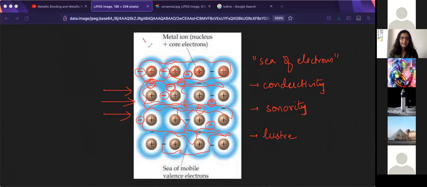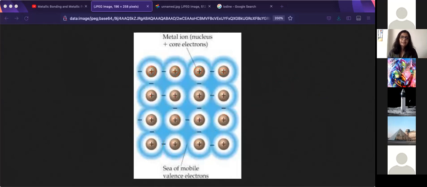So basically, when light falls on the metal, these electrons tend to absorb some wavelength and then they emit it back. And yeah, that's causing the luster of metals. What other properties are there? Malleability and ductility. Okay, their ability to flow freely.